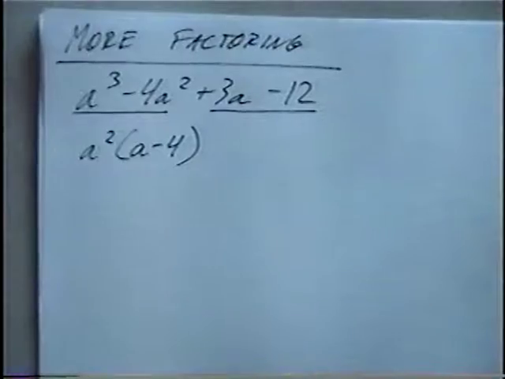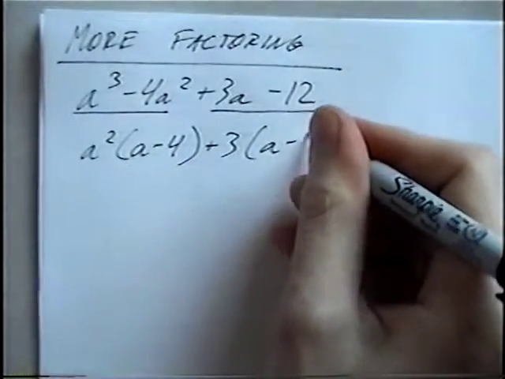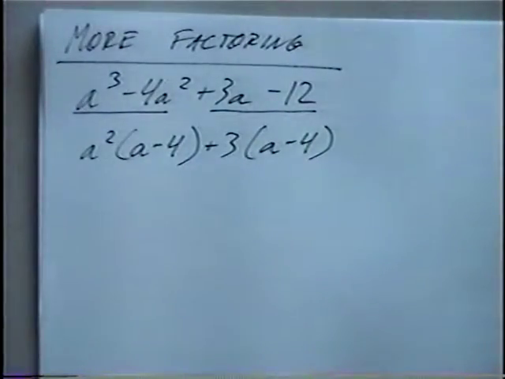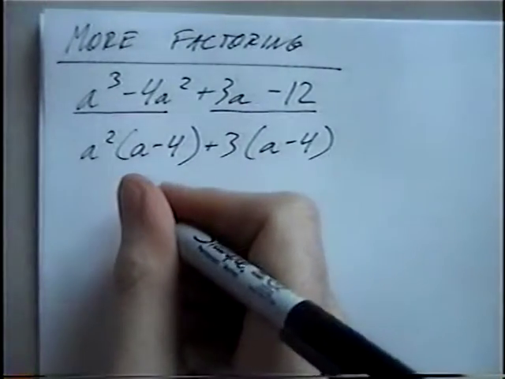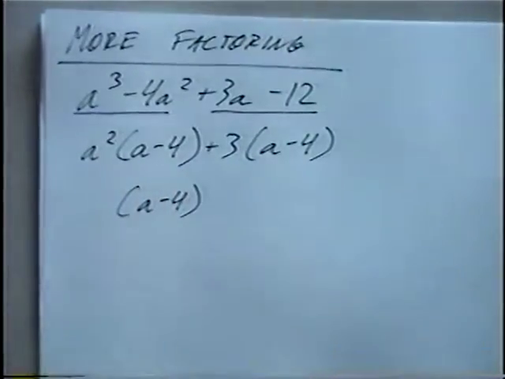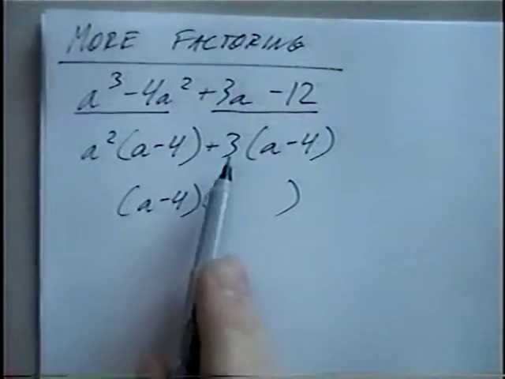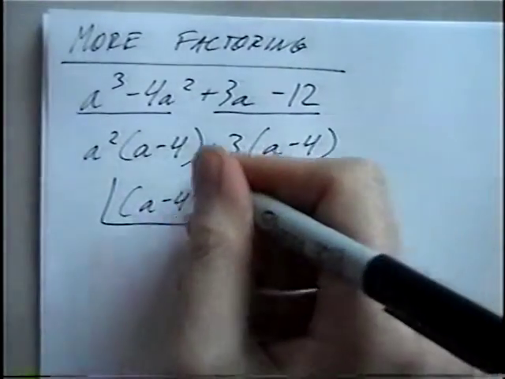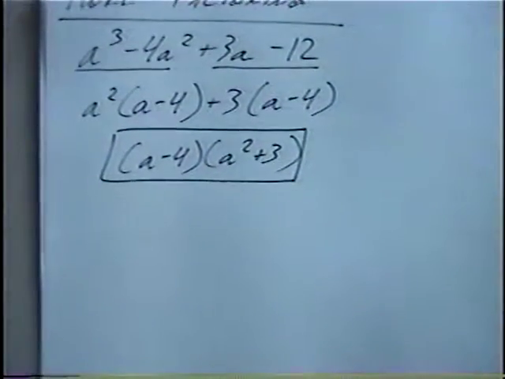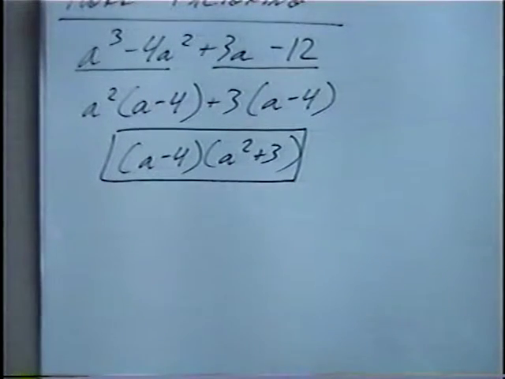Second 2 terms, or last 2 terms, you can take out a positive 3. Factoring out a positive 3, you're left with a minus 4. When you do factor by grouping, each of these parentheses must match up. As long as they do, that's your first answer. Second parentheses is the terms left over, a squared plus 3. So the final answer, a minus 4 and a squared plus 3.